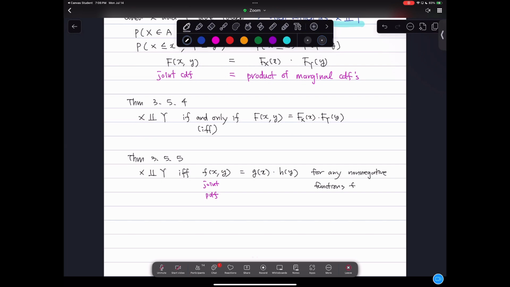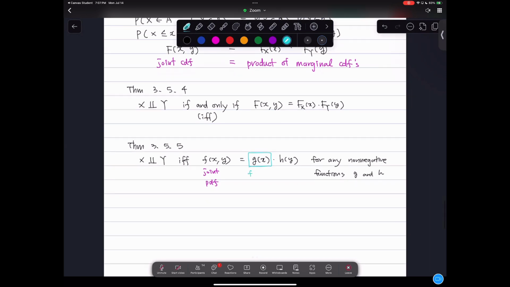G and H. So it says if x and y are independent, your joint PDF will become a product of g of x, meaning a function of x alone, and h of y, a function of y alone. So that's what the theorem is saying.